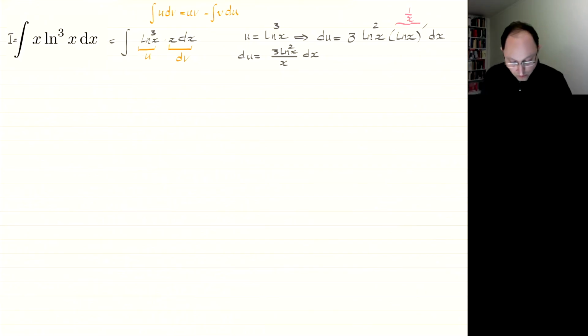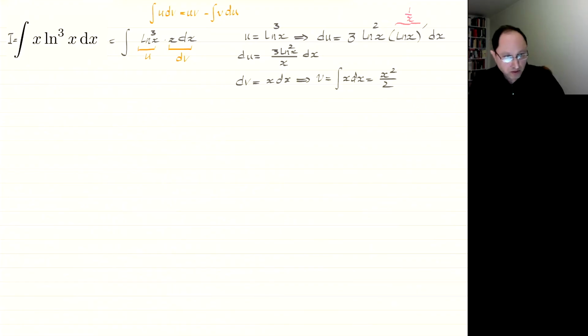Well, it's always good to double check everything. So this 3 and this 1 over x, everything seems fine. So that's my du. And the simple part here is dv. So if my dv is x dx, one of those v's that I am looking for is actually the integral of x dx, which of course becomes x squared over 2 plus a constant. But because one of them is enough for me, I just don't add any constant here. So then we put everything back in the formula.